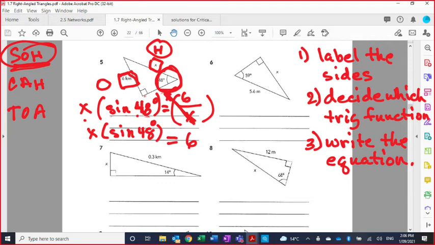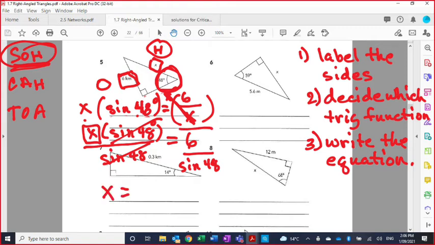Now, remember, my whole goal is to get that x by itself, and they're connected with multiplication, so the opposite of multiply is divide. So I'll divide both sides by the sine of 48 degrees, or the sine of 48. Your calculator should be in degrees. That will divide away. That gets me my x by itself. And all I'm going to do is plug that into my calculator.